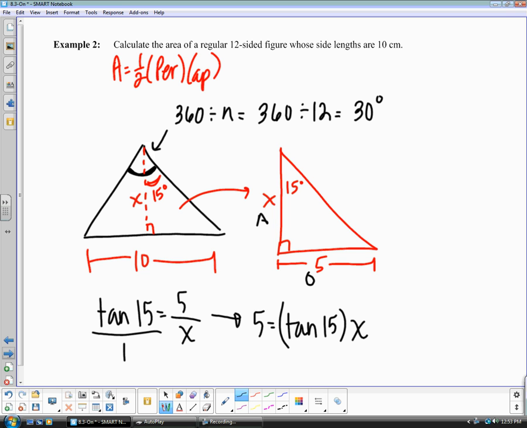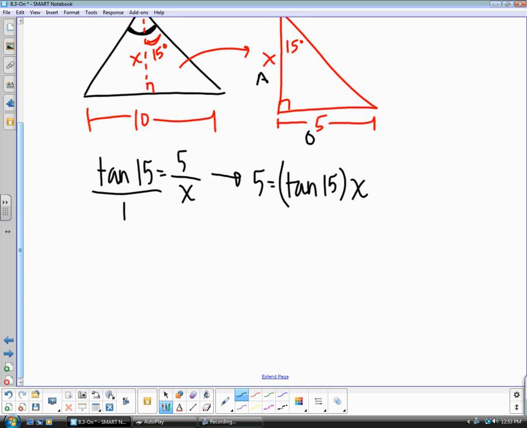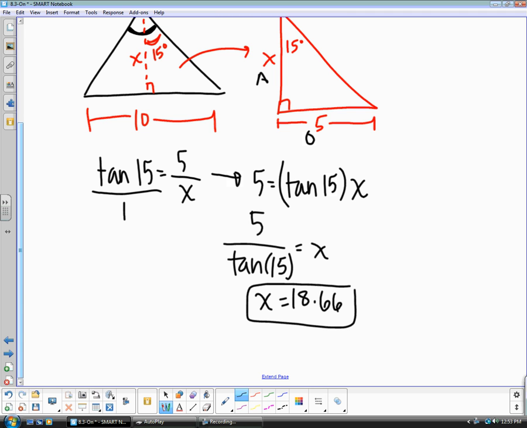If you want, you can find what tan 15 is, and then to find x, you are going to take 5 and divide it by tan of 15. Your x value, or your apothem, comes out to be around 18.66 centimeters.